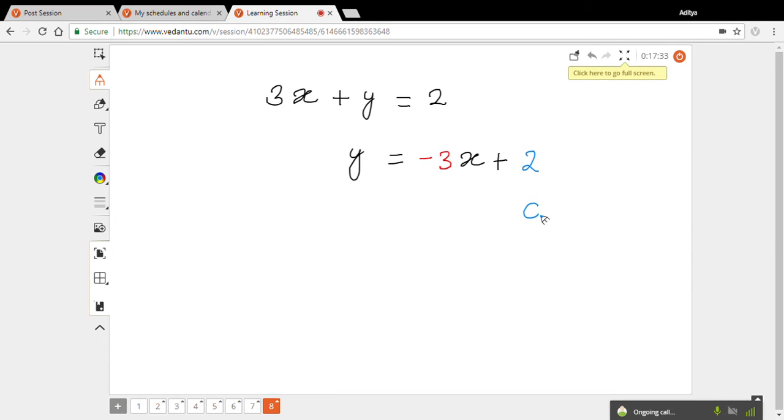The advantage of writing it in that way is that we are able to easily compare it with the standard form, which is the gradient-intercept form. Now it's very easy to identify the gradient as negative 3, and the y-intercept as positive 2.